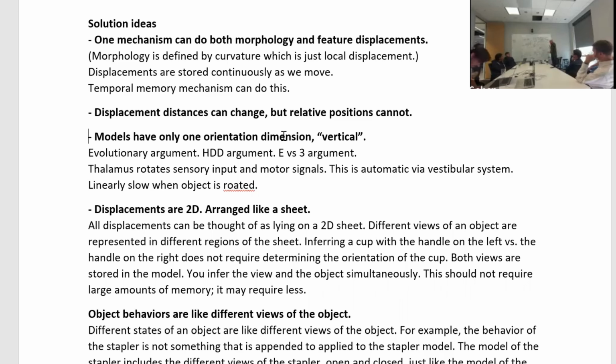So displacements are 2D, arranged like a sheet. All displacements we thought of as lying on a 2D sheet, with different views of an object representing different regions of the sheet. Inferring a cup with a handle on the left versus the handle on the right does not require determining the orientation of the cup. So both views are stored in the model.